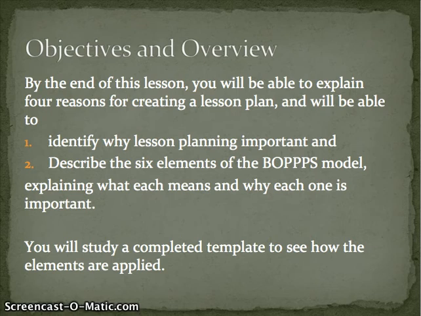You will also have the opportunity to study a completed template to see how the elements are applied. You'll need to be able to apply the 6 elements of the BOPPS model for your first assignment, which is due in the second class.